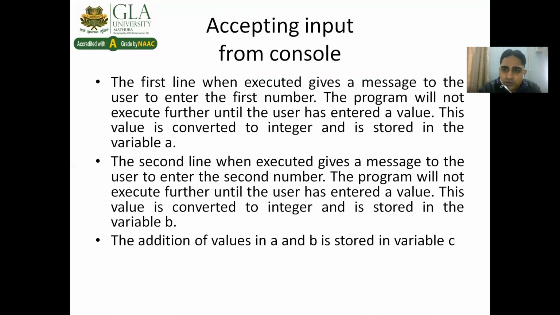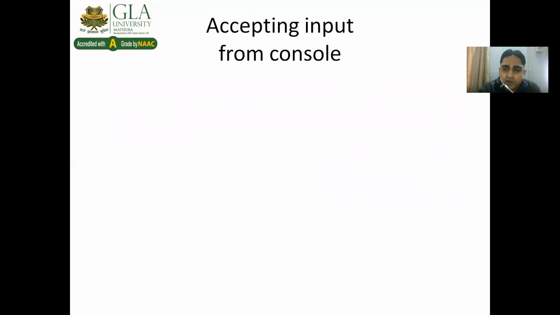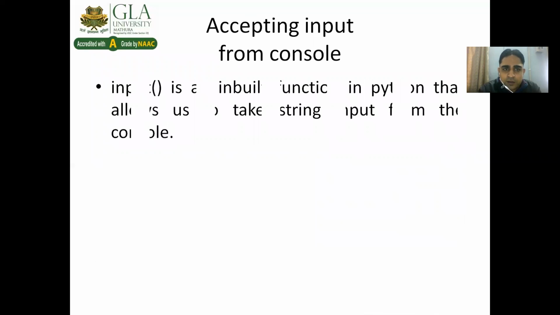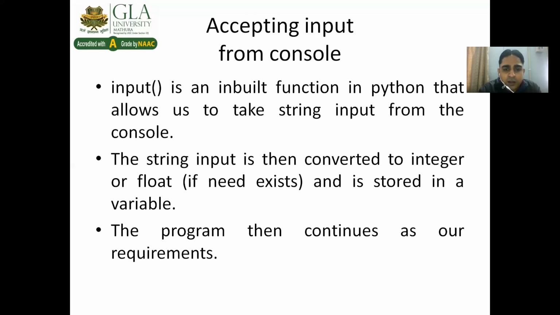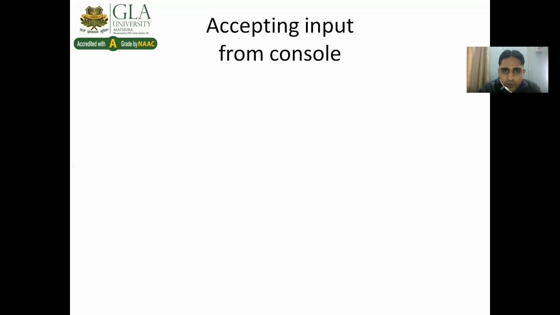So this is the explanation of the same thing: the first line is taking the input from the user and storing it in a after converting it into integer. The second line is again taking the input from the user and, after converting that value to an integer value, storing it in variable b, and then the addition of a and b is stored in c, and finally the value of c is printed on the screen, right? Similarly, what all things we know: input is an inbuilt function that takes the string input from the user, and if we want to convert it into integer or float or some other type, we have the inbuilt functions related to that, and the program then continues with our requirements, right?